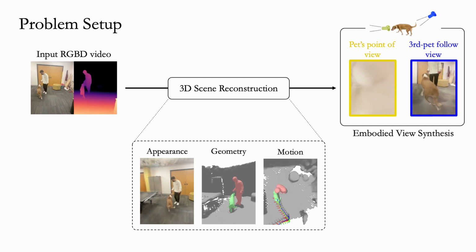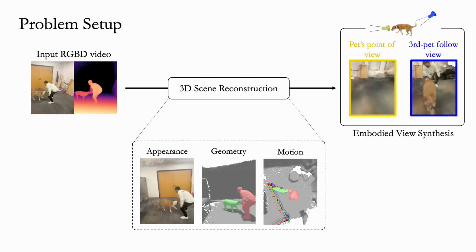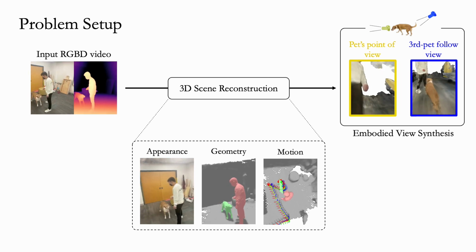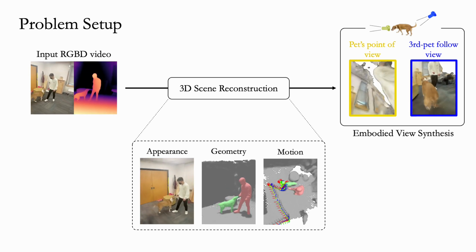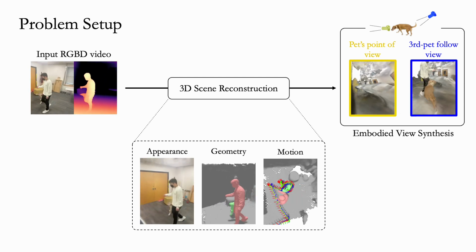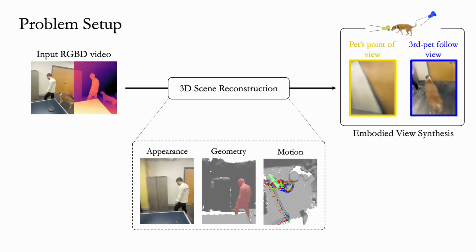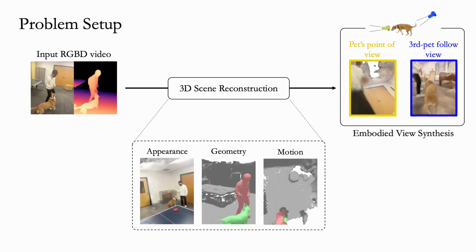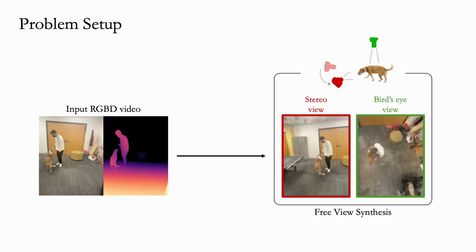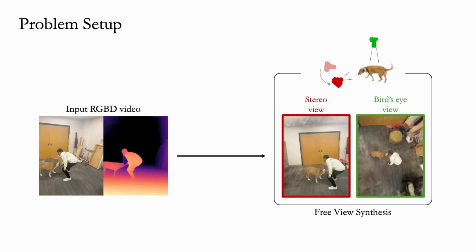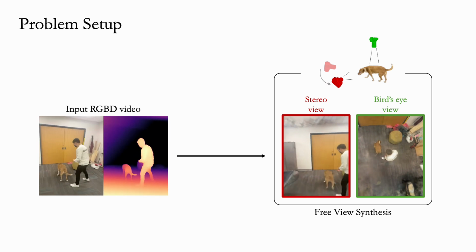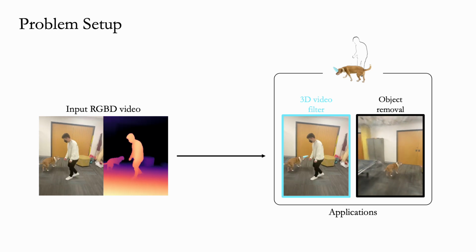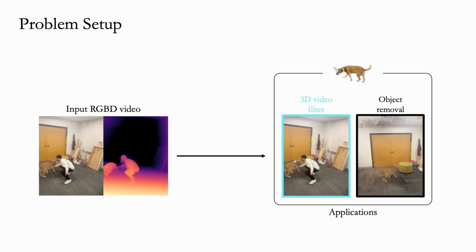Our method achieves this by reconstructing a total 3D scene representation, which learns the appearance, geometry, and motion of every deformable object in the scene, as well as the background. The reconstructed object motion allows us to compute the 6-DoF camera trajectories required for embodied view synthesis. Total-Recon also enables other forms of free view synthesis, such as that from the stereo view and the bird's eye view, as well as applications such as 3D video filters and object removal.